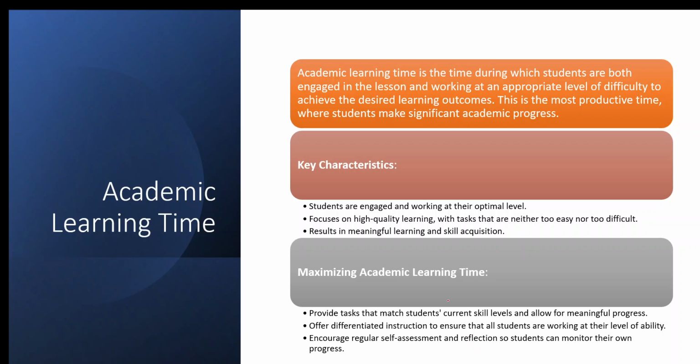Academic learning time. Academic learning time is a time during which students are both engaged in the lesson and working at an appropriate level of difficulty to achieve the desired learning outcomes. This is the most productive time where students make significant academic progress. Key characteristics. Students are engaged and working at their optimal level. Focuses on high quality learning, with tasks that are neither too easy nor too difficult. Results in meaningful learning and skill acquisition.